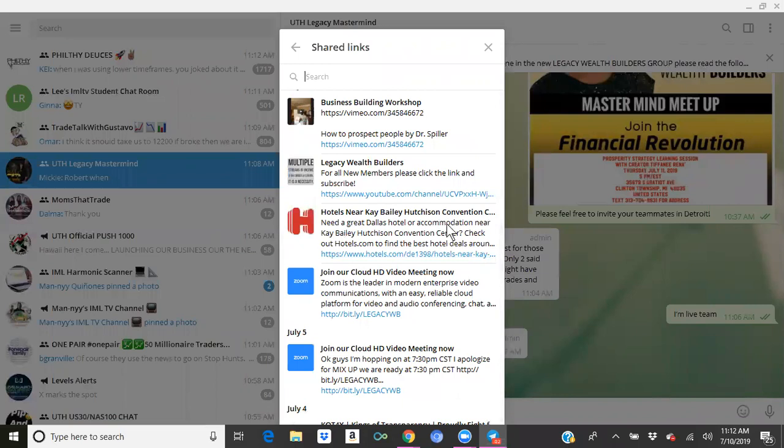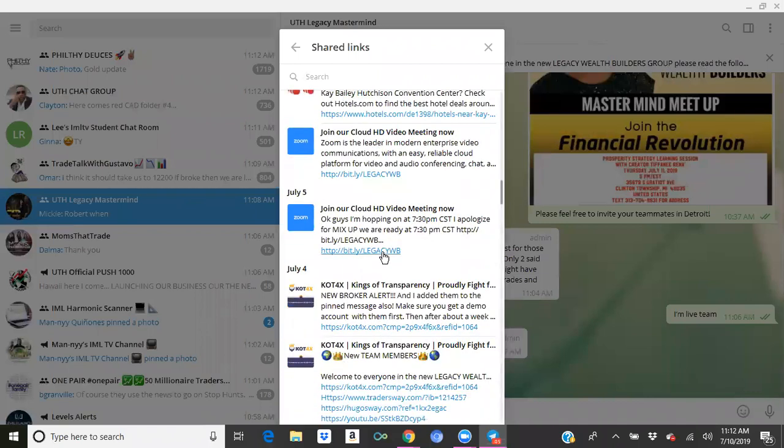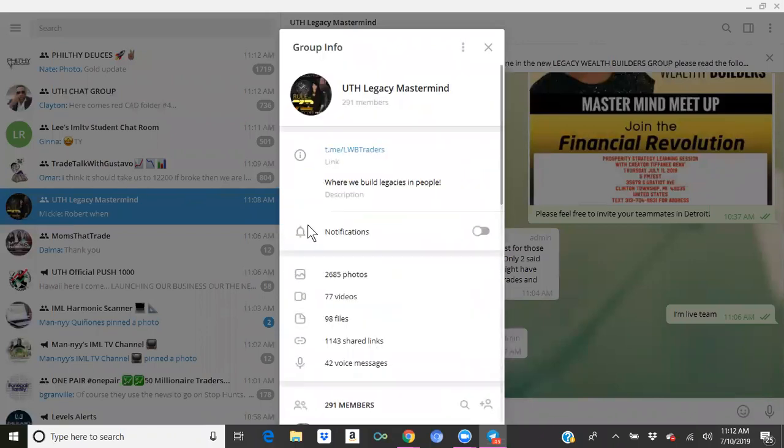Here's information on hotels for the convention coming up in September, which we all need to be at. If you qualify for any event, you need to be there. If you know about iMarketsLive, you're qualified, so you should be there. Here's the link you can click on to find hotels and things of that nature.